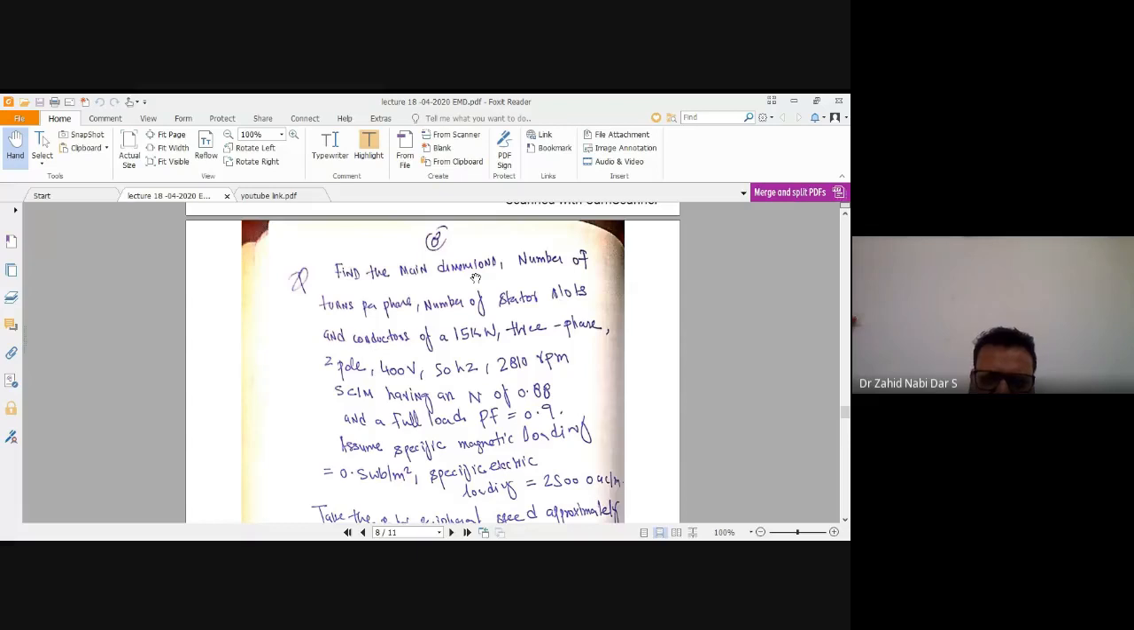Now another thing is the number of turns per phase. Number of turns per phase means it is asking for T phase. Number of stator slots and conductors. Number of stator conductors would mean, because two turns is equal to one conductor, your Zs is equal to twice the turns, and for three phase it would be 3 into 2, so it would be 6 times the turns.